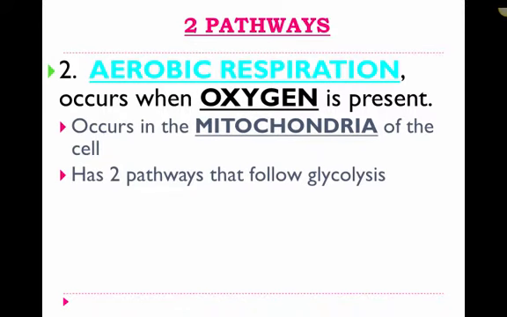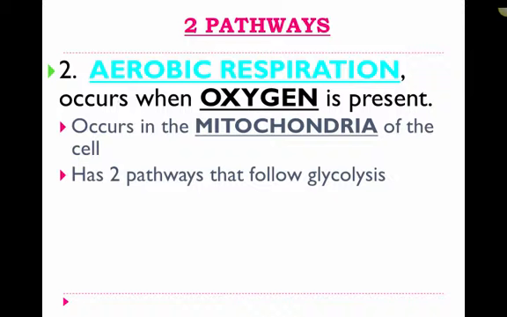The second pathway it can take is aerobic respiration, and it's going to do this when oxygen is present. Aerobic respiration occurs in the mitochondria of the cell. So let's take a minute. What type of cells have mitochondria? Do plant cells have mitochondria? Do animal cells have mitochondria? Do protists have mitochondria? Do fungus have mitochondria? If you think that all of these have mitochondria, you would be correct.